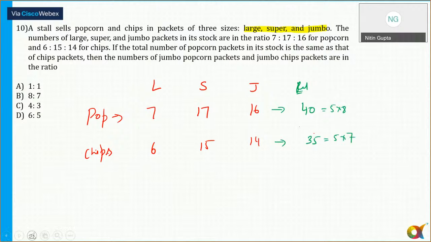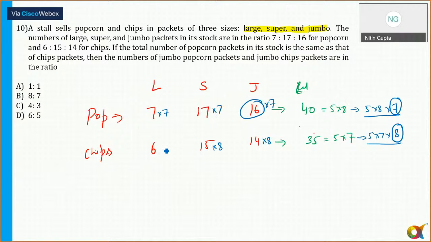But we need equal quantities of popcorn and chips. So I'll multiply these values by 5 into 8 by 7, and multiply this by 5 into 7 into 8. Now these are equal, 5 into 8 into 7, 5 into 7 into 8. So for the first ratio, the multiplying factor is 7, and for the second ratio, the multiplying factor is 8. Then the number of jumbo popcorn packets is equal to 16 into 7. All the values will get multiplied by 7 like this, and in the second, all the values are getting multiplied by 8.